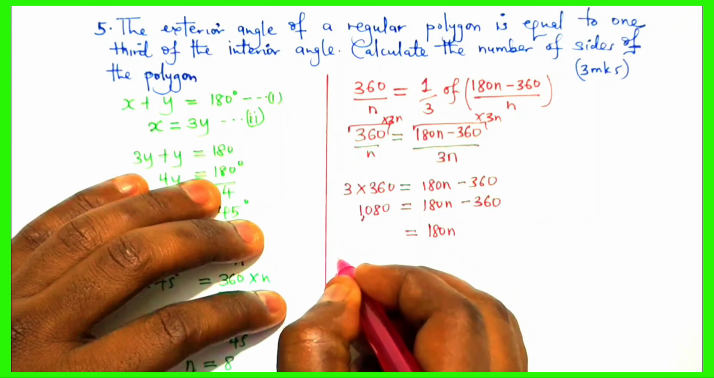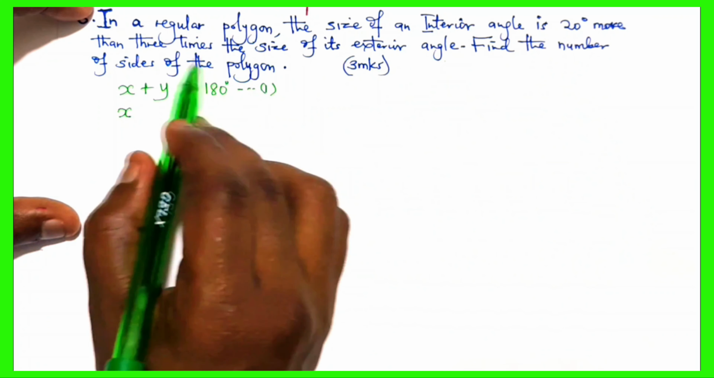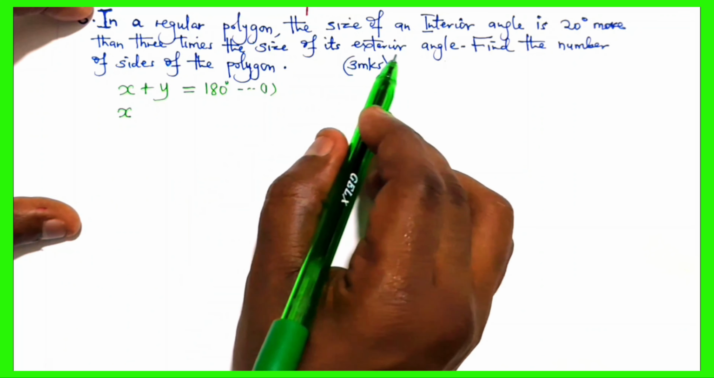So we can decide to use the simultaneous equations method, where we say that the interior angle plus the exterior angle is equal to 180 degrees. This is our equation 1. And then the second equation, you can get it by considering the fact that we are told here that the size of an interior angle is 20 more than 3 times the size of the exterior angle.